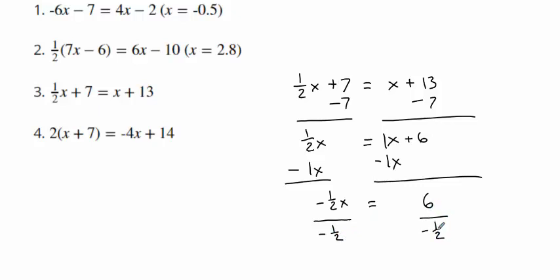And remember, when you divide by fractions, you're multiplying by the reciprocal. So I'm just going to go ahead and go right to that idea of multiplying by the reciprocal. I'm going to multiply this side by negative 2 and multiply this side by negative 2. So x is equal to 6 times negative 2, negative 12.